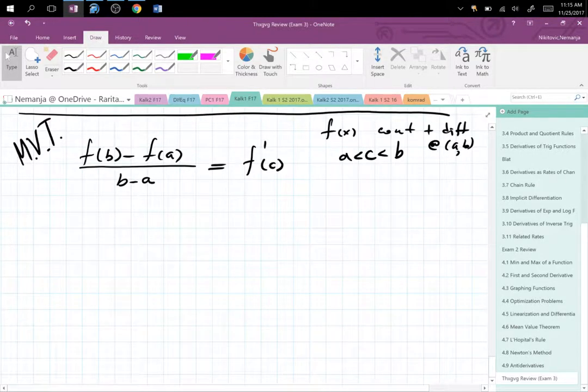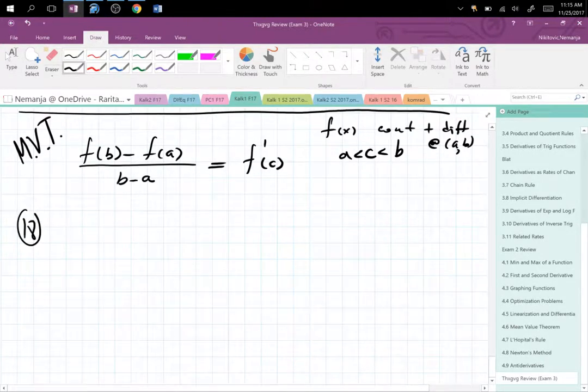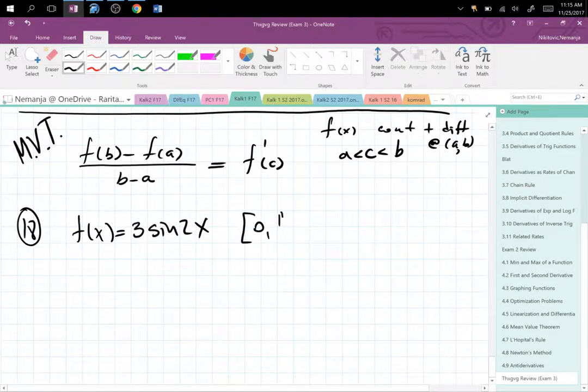Problem 18. f of x is equal to 3 sine 2x, on the interval 0 to pi over 4. The sine function is continuous everywhere, it's a theorem we learned in chapter 2, and it's differentiable. No vertical asymptotes and stuff. So it's very differentiable everywhere. So let's take a look at this.